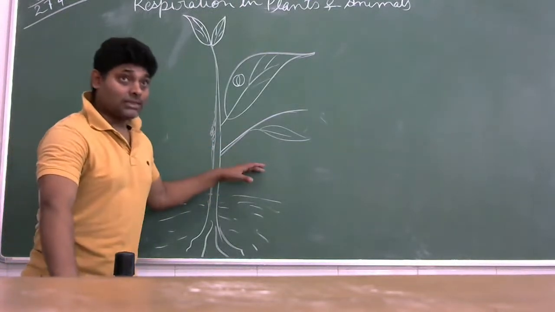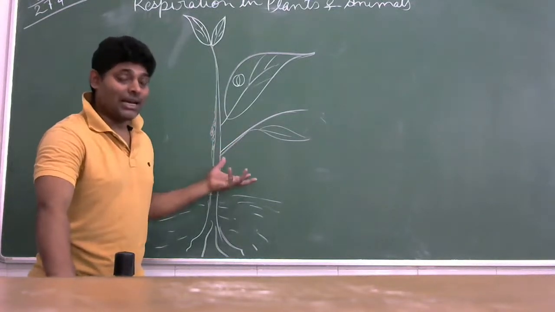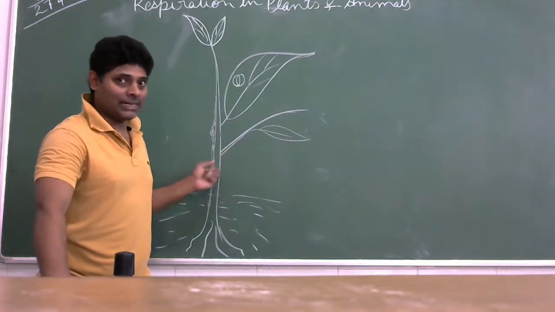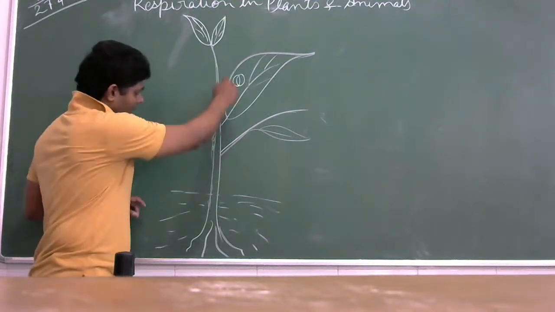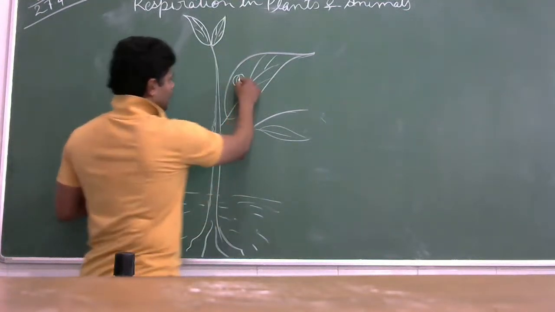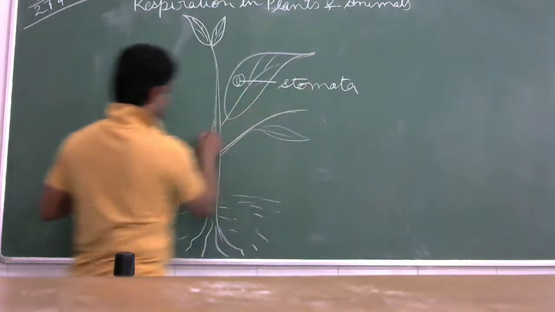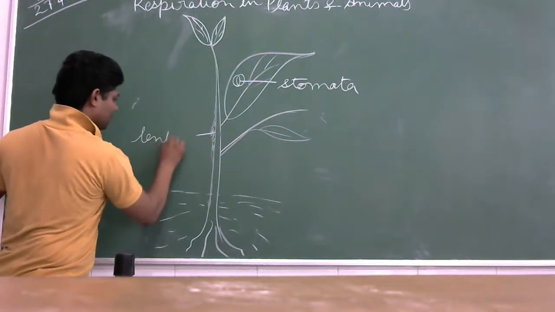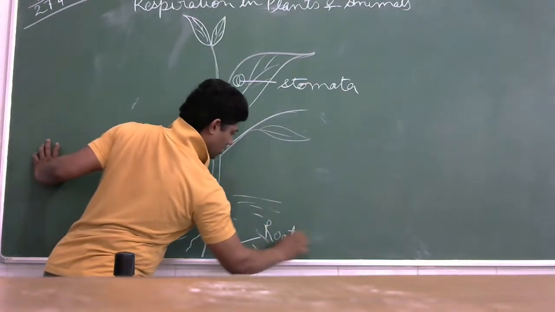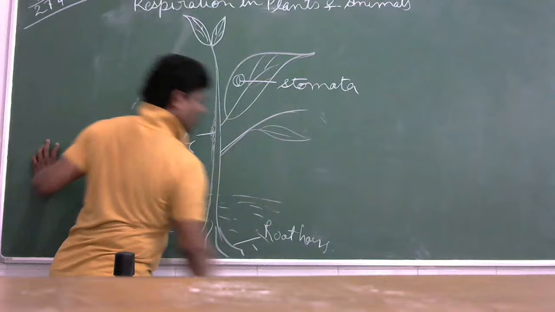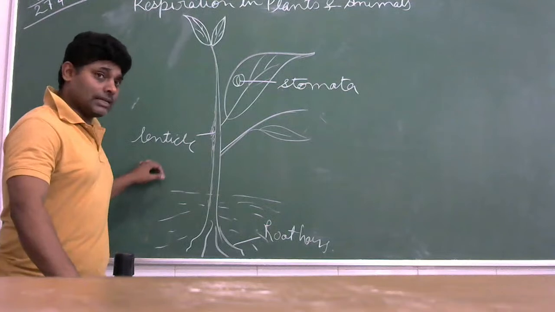Respiration in plants, and ultimately respiration means breathing: how will oxygen be taken in by plants? How many ways can they take it in? As I mentioned in the diagram, this is the stomata, these are the lenticels, and these are the root hairs. Okay? Now, first of all, I will tell you about the root hairs and lenticels, and after that, the stomata in detail.